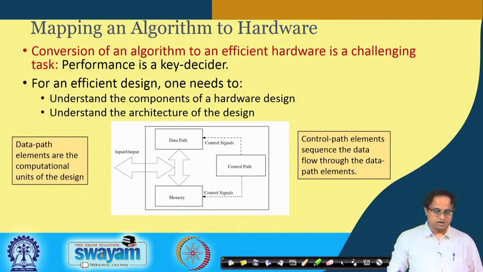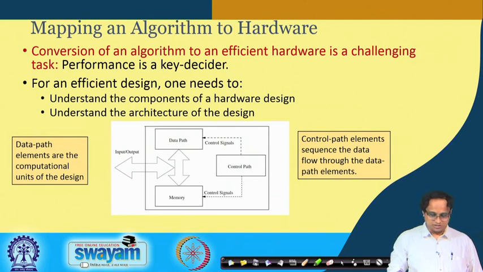There are two important aspects in a hardware. One is the data path, the other one is the control path. The data path constitutes the computational units of your design, and the control path essentially sequences the data path elements. It loops around along the data path elements, so it does sequencing of your data path computational blocks.